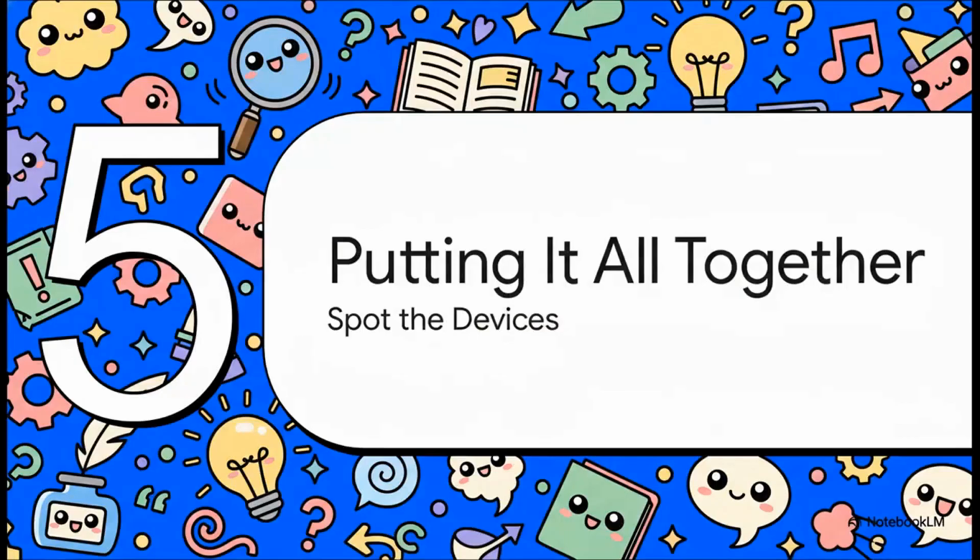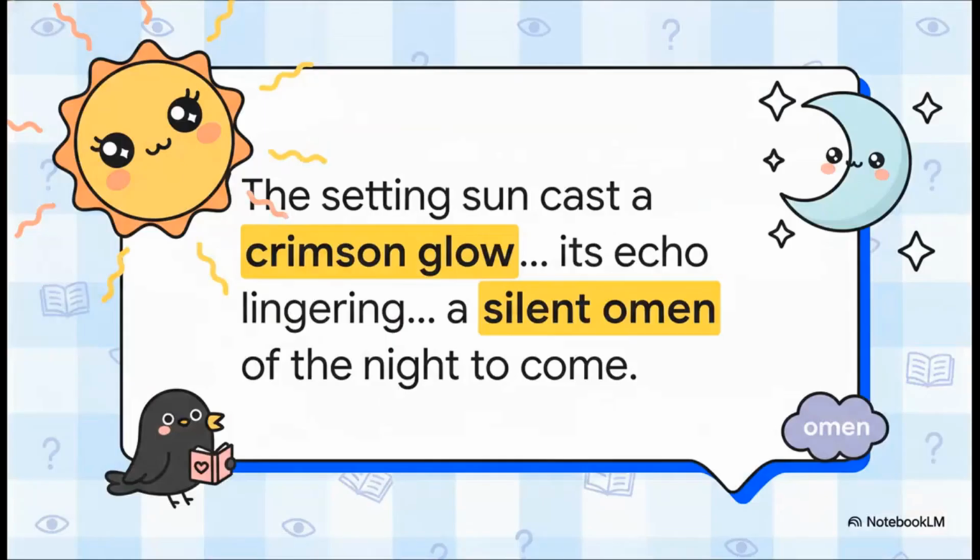Okay, so now you've got the tools: symbolism, imagery, foreshadowing, you get them. But can you spot them in a real piece of writing? I've got a short paragraph that uses all three. See if you can find them before we go through the answers. I'm going to read this out.